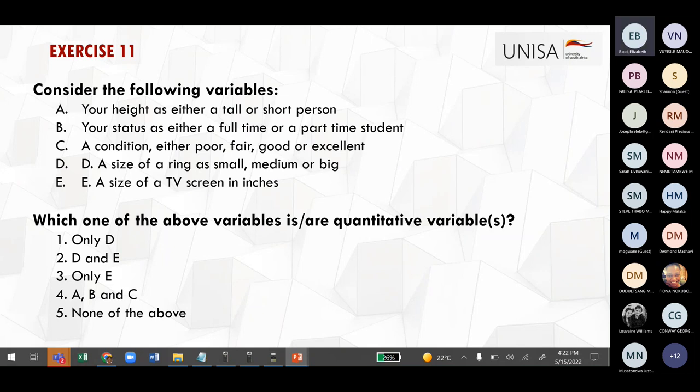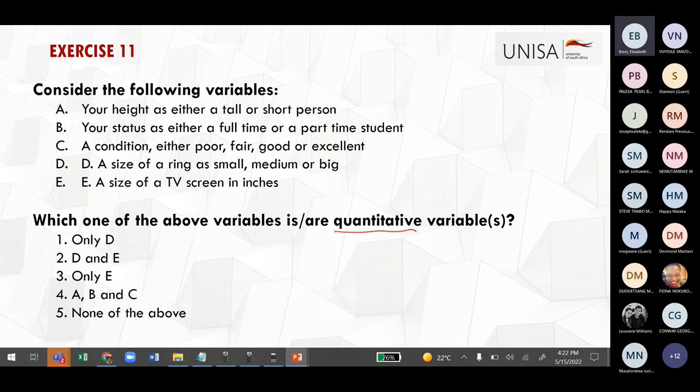Your height is either tall or short. So if these are variables, what is the question they're going to ask you? Which one of the following variables above are quantitative? So we need to identify whether each variable is quantitative or qualitative, right?